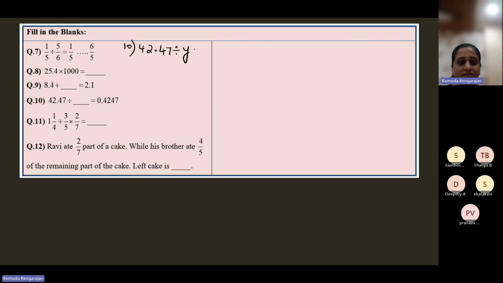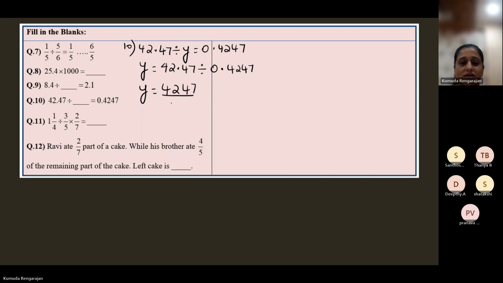42.47 divided by y is equal to 0.4247. So y is equal to 42.47 divided by 0.4247. So we know we have to divide. Now how to proceed with the calculation? Y is equal to, write the decimal numbers as fractions. So 42.47 as a fraction is 4247 by 100, divided by, tell me the second one, Santosh. Ma'am, the second one is 4247 by 1000. 1000? 10,000. 4 zeros should be there after one.